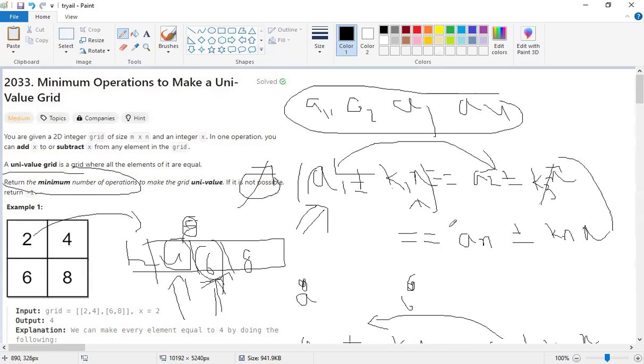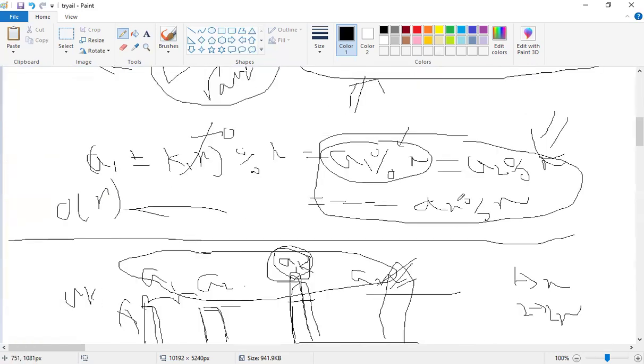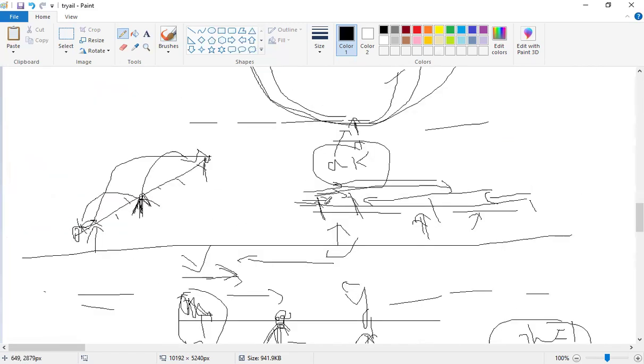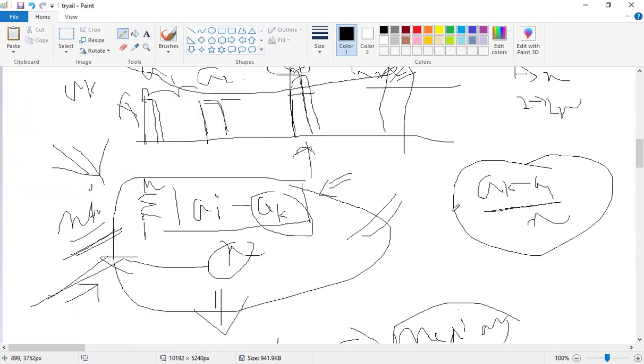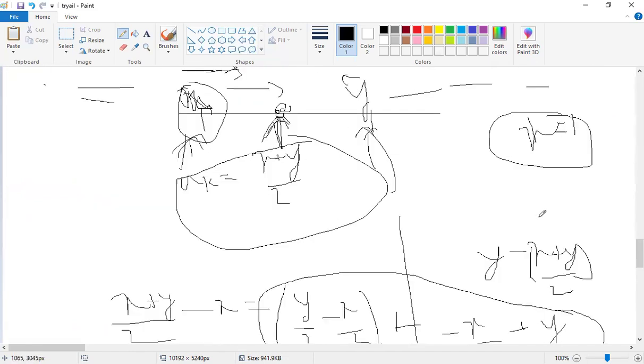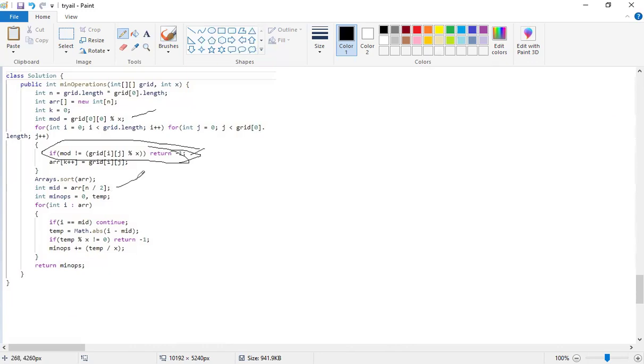Again, just to quickly look at the solution: the first part of this is this, and the second part is finding the median. The implementation is very simple. We find the mod, and if the mod is not equal for all of them, we simply return -1 because this particular condition was not possible. We are able to reduce it. Then we find the median, find this difference, and divide it by x, and that is what we sum over. This will give us our minimum number of operations.